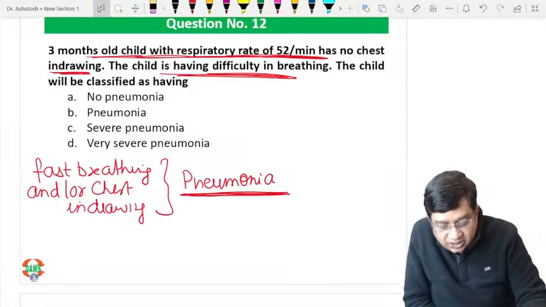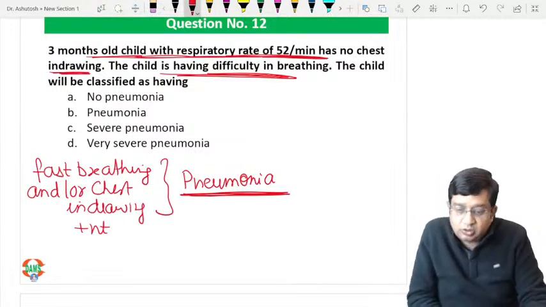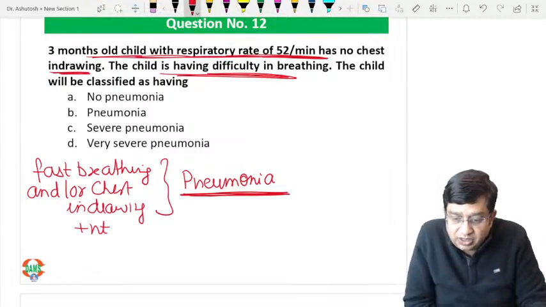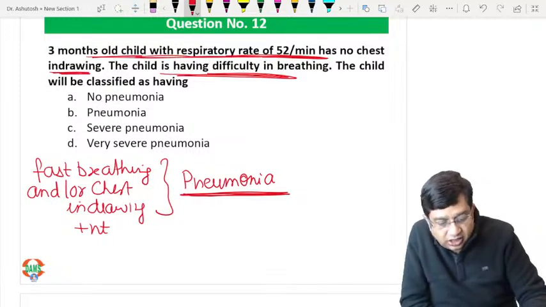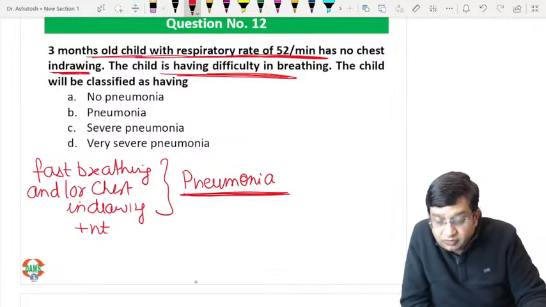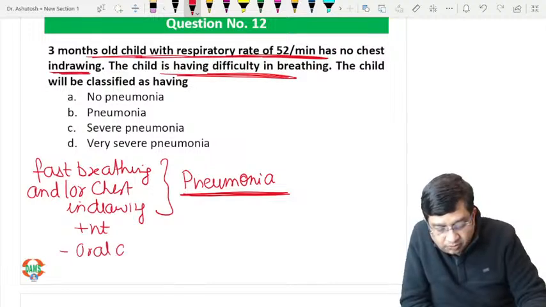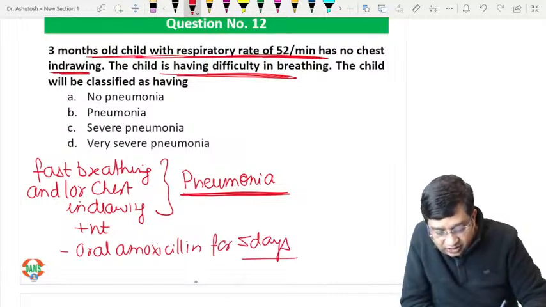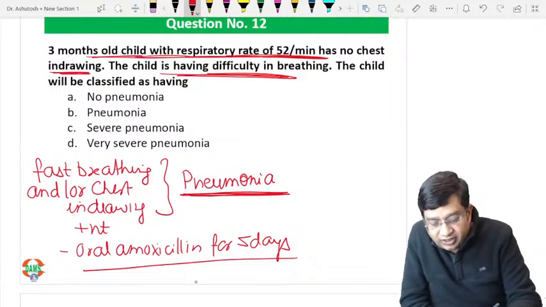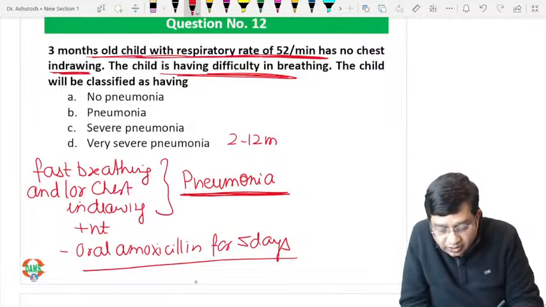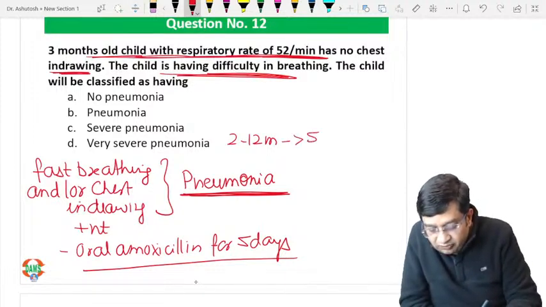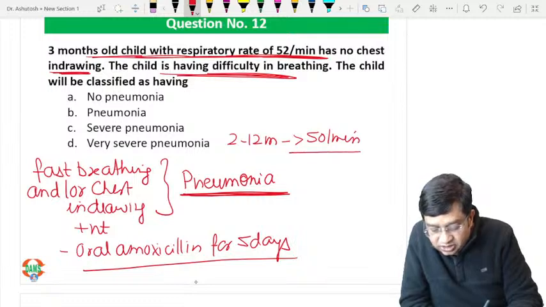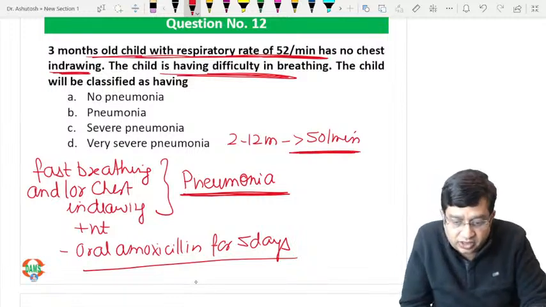Either fast breathing is there, or chest indrawing is there, or both are present, that is something you call pneumonia. And for pneumonia, you give oral amoxicillin for 5 days. Here there is fast breathing because between 2 to 12 months, it is more than 50 per minute, which is considered to be fast breathing, right?